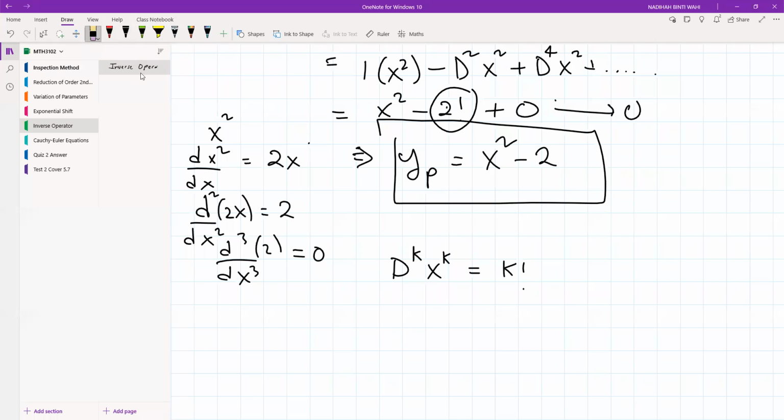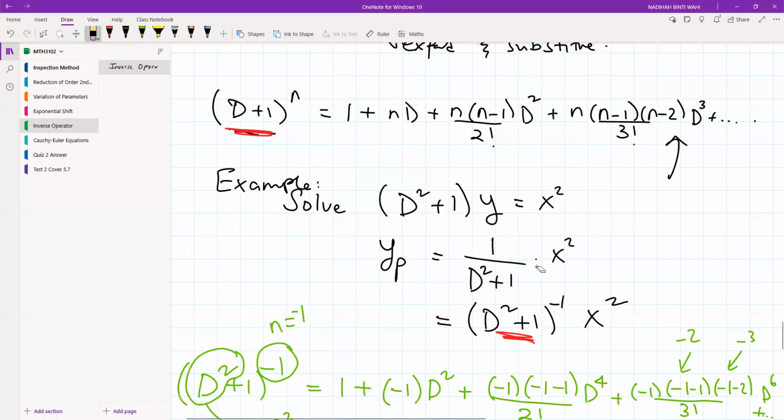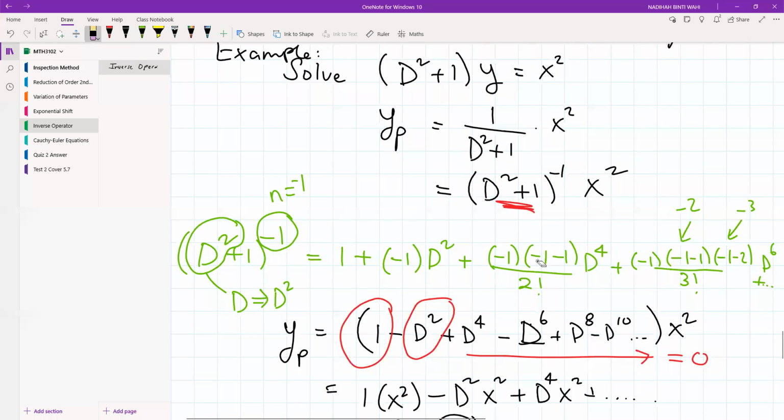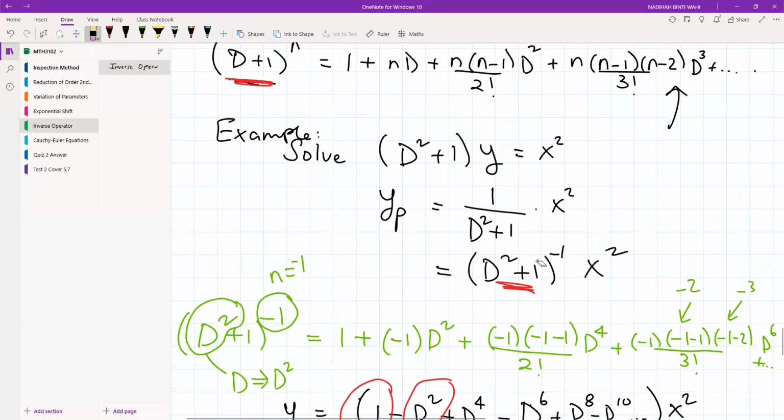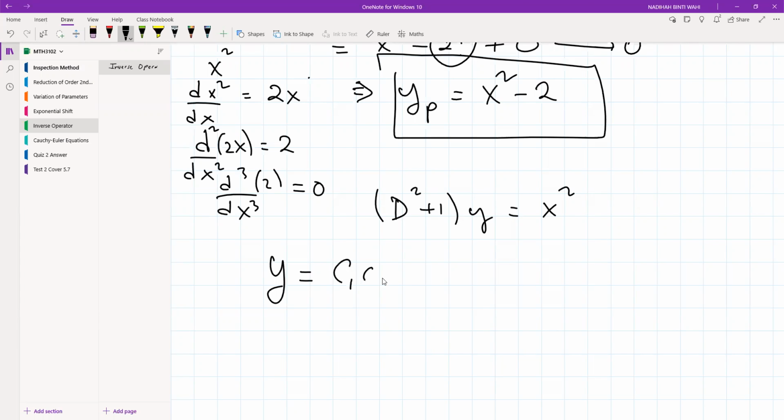Okay, so the whole thing, cuba kalau kita buat the whole thing, dia akan jadi cosine dengan sine. Yes, so ingat balik b kuasa 2 tambah 1, y equals to x squared. So the whole thing will be y equals to c1 cosine x tambah c2 sin x plus x squared minus 2.